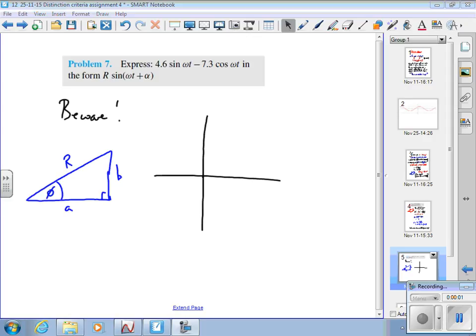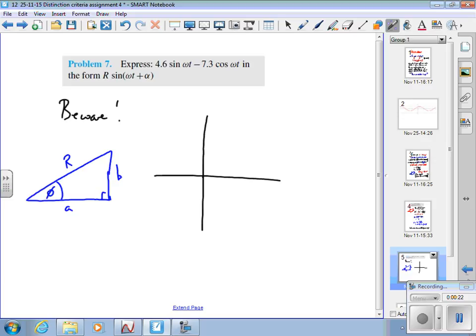So here's another problem. Express 4.6 sin ωt minus 7.3 cos ωt in the form R sin(ωt + α). We've got to be careful this time. If we think about it, we've got our A and B in our right-angled triangle. I've just copied that triangle we had earlier over on here so you can see it.